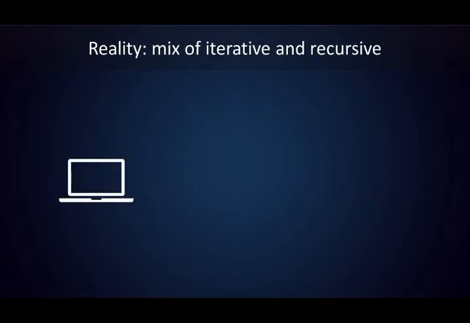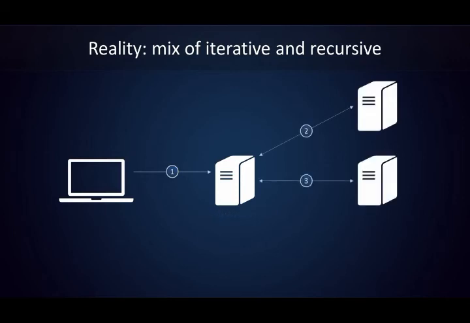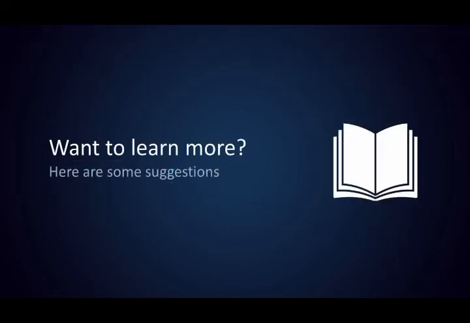In real life, a mix of iterative and recursive queries is used. The most common scenario is that your computer will send a recursive query to your local DNS server. This local DNS server will then handle the query iteratively, piecing together information it gathers from root servers, TLD servers, and authoritative name servers. Once the local DNS server knows the IP address, it can respond to the computer's recursive query. Our introduction to DNS ends here, but there's lots more to learn.